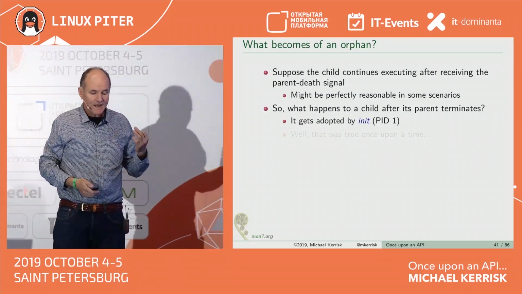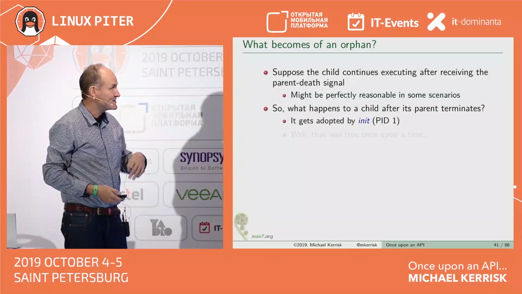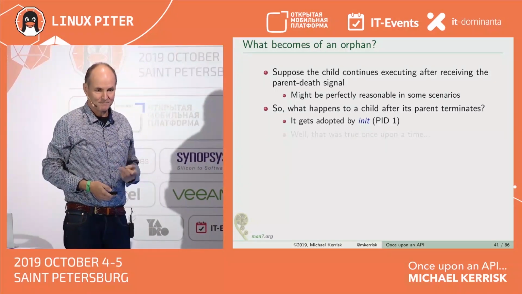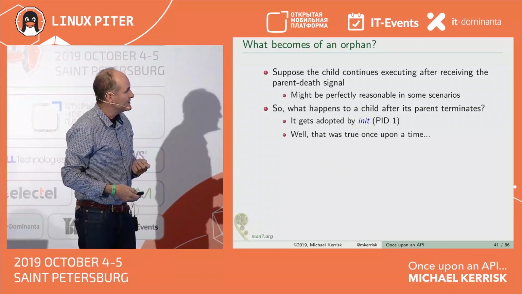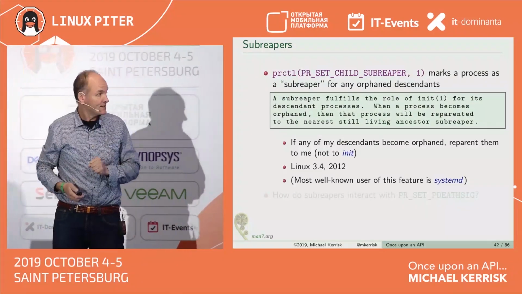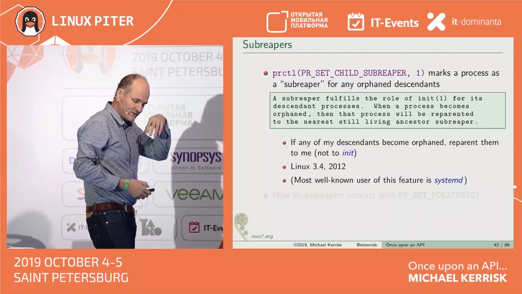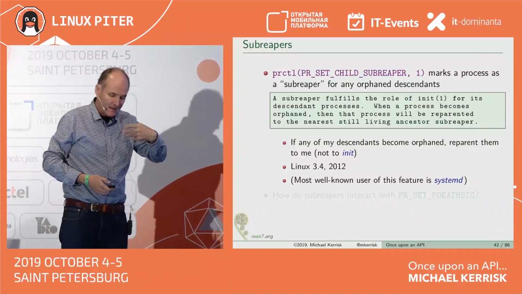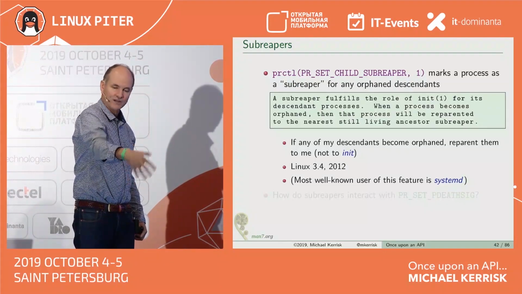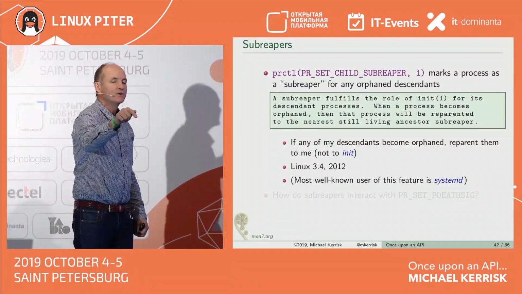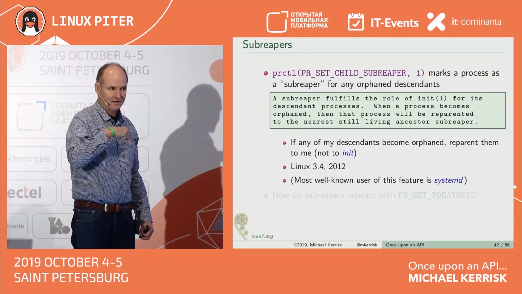So, once upon a time, normally when a process terminated, its children got reparented to the init process, PID 1. But that behavior already changed on Linux quite a few years ago, because now we have another prctl operation called set child subreaper. What this allows a certain process to do is to say, if any of my descendants become orphans, in other words their parent process goes away, reparent them to me, not to the traditional init process, PID 1.